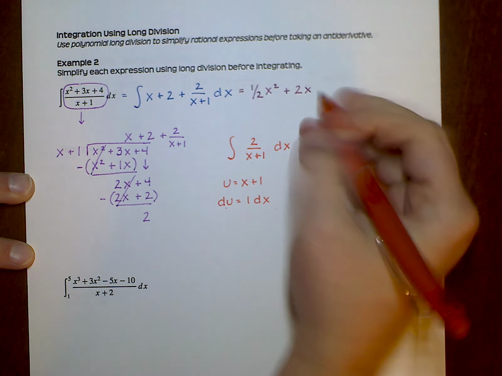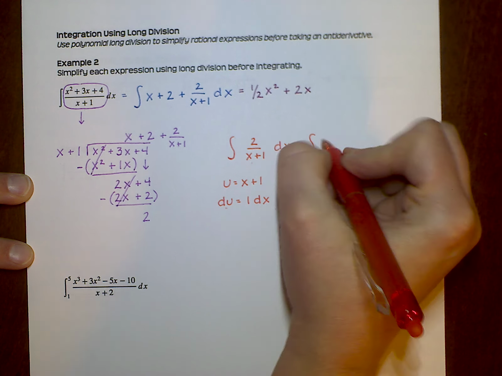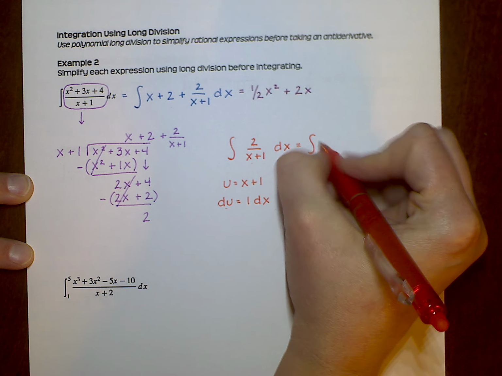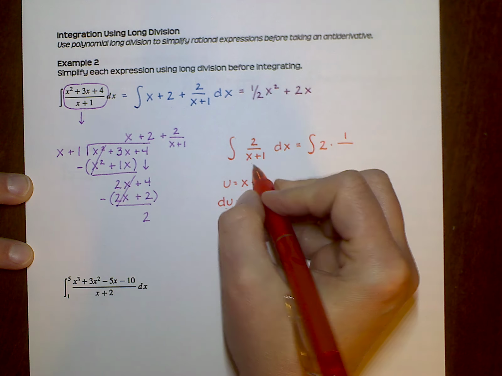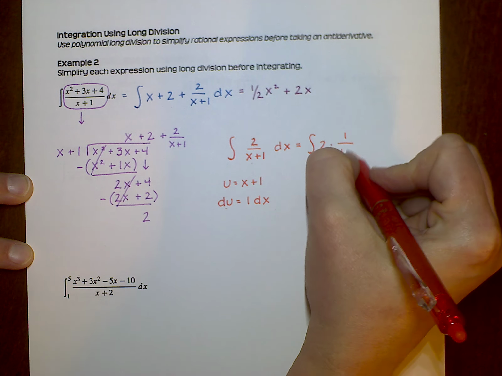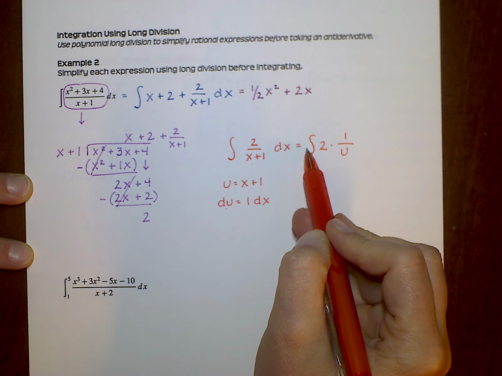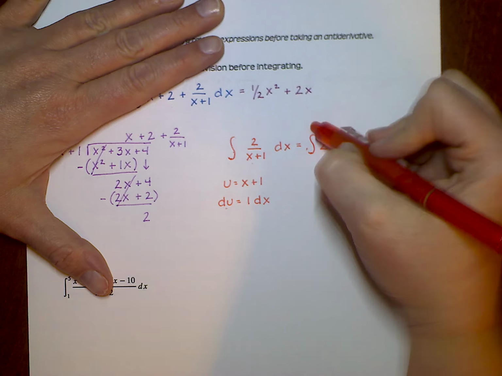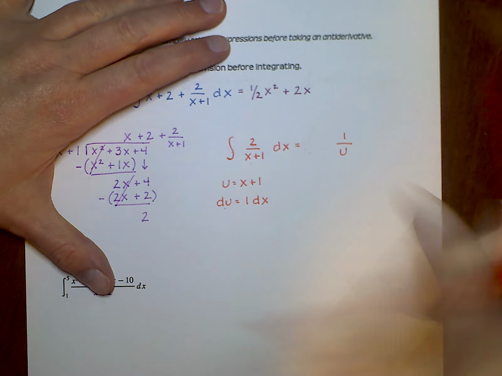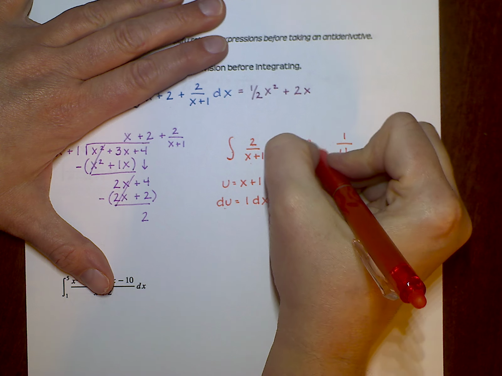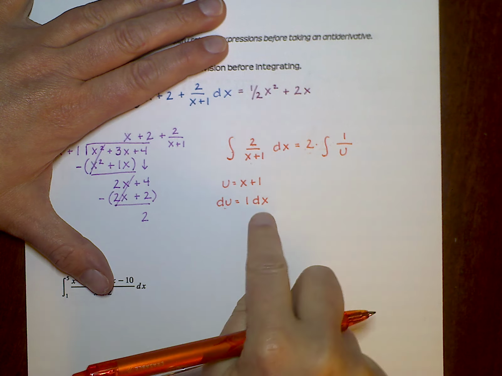So when I rewrite my integral, I'm going to pull this 2 off of here and make this a 1 over, and in place of x plus 1, I'm putting a u. So I just took the 2 off the top, put it in front. I actually could have put it in front of the integral symbol. Maybe I'll do that. That might look a little better. So I'm pulling that 2 off as a constant multiple. And I'm going to say this is 2 times the integral of 1 over u. And then dx is just equal to du.